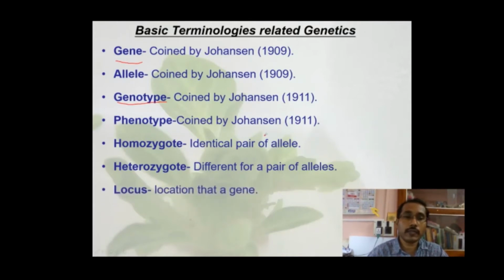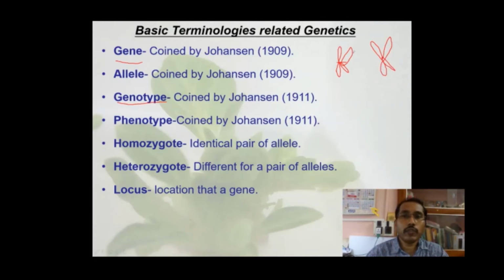Next one is locus, location of a particular gene. So in this regard, I want to say that in a chromosome, suppose this is one chromosome, four pair of chromatids is there, and homologous chromosomes are there like this.